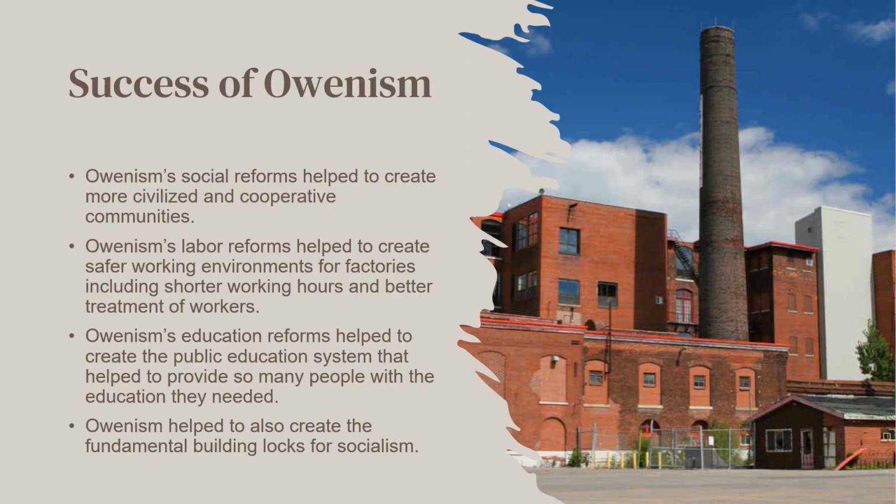Some of the main successes of Owenism were: Owenism's social reforms helped to create a more civilized and cooperative community. Owenism's labor reforms helped to create safer working environments in factories, shorter working hours, and better treatment of workers. Owenism's education reforms helped to create the public education system that helped provide people with the education they needed. And Owenism helped to create the fundamental building blocks for socialism.